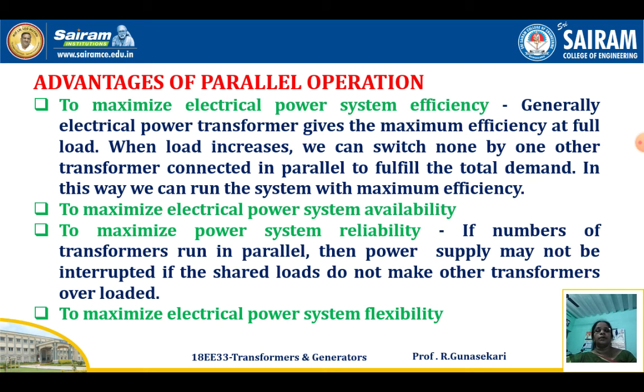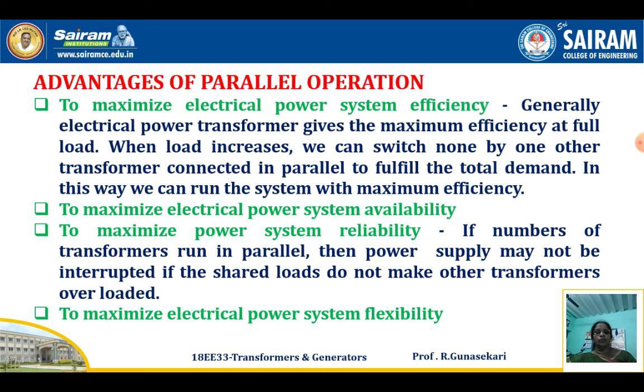The second one is electrical power system availability. For example, I need 10 kVA, but I don't have a 10 kVA transformer. I have only 2 kVA, 3 kVA, and 5 kVA transformers. So I parallel these 3 transformers after checking the polarity and all the necessary conditions, which must be fulfilled by these 3 transformers. Then they are synchronized, that is, paralleled, and meet our load demand. So this is the availability.